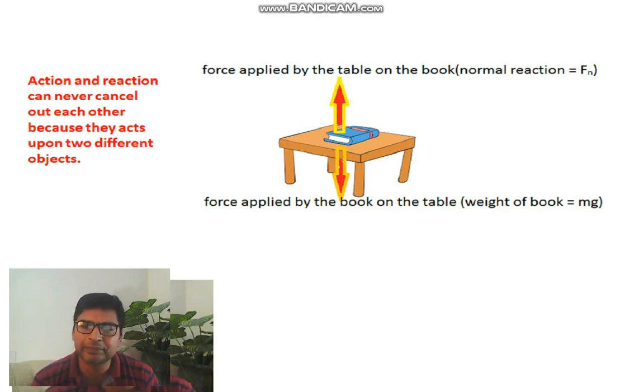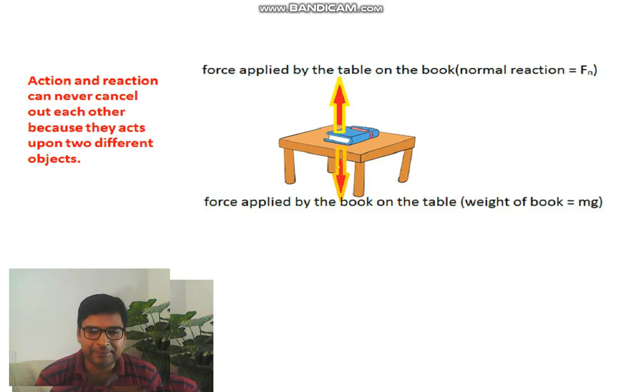And you can see these two forces are acting upon two different objects, so they can never cancel out each other. So if the two forces are not cancelling out each other, then how does the net force come to be 0, and how is the system in equilibrium, and how is the book not falling down?